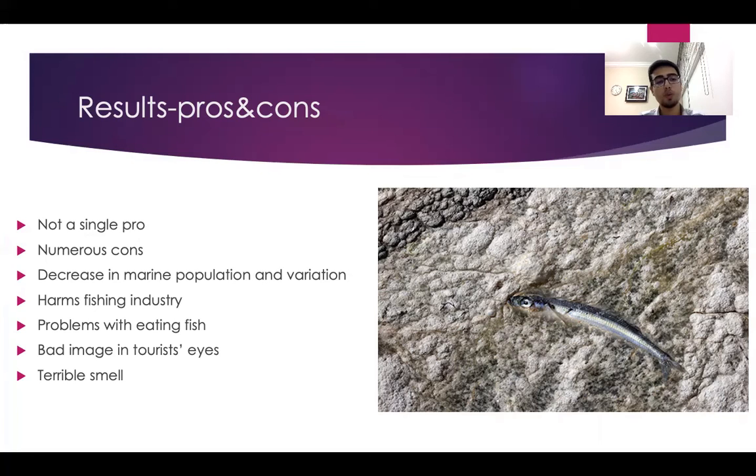It made a huge decrease in marine population and, unfortunately, variation in some of the regions, like in the Marmara Sea. It also harms the fishing industry. As it is seen in the picture, fish can easily die because of the sea snot. And also the fish that are left alive can be harmful for people. That might be a problem for people to eat fish.